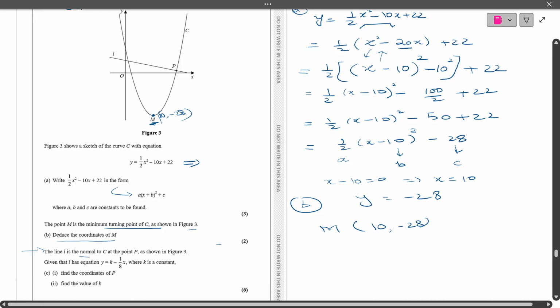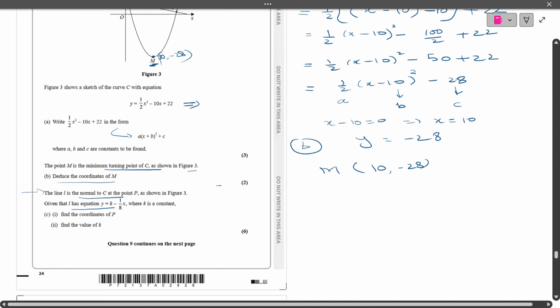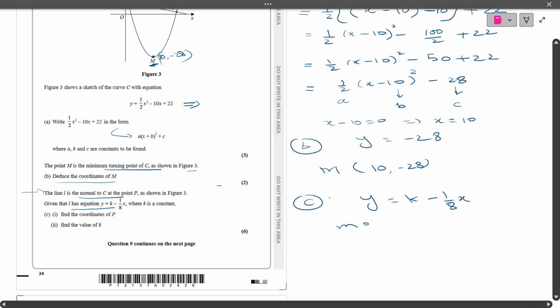Alright. Next, the line L is the normal to C. Okay, so this line is normal. At point P, this is the point of intersection, as shown in figure 3, given that L has equation y equals k minus 1 over 8 x. So the normal line has an equation y equals k minus 1 over 8 x. It means the gradient of the normal is negative 1 over 8. Alright, find the coordinates of P.